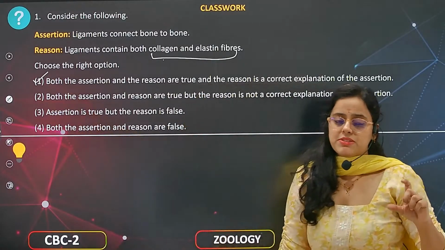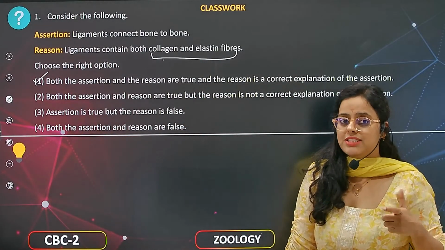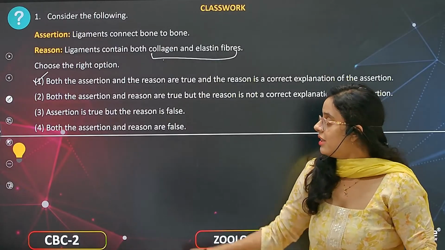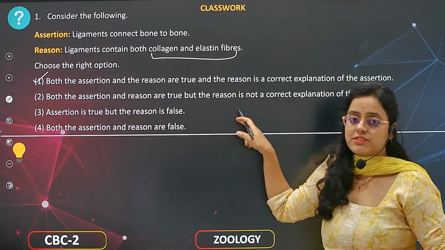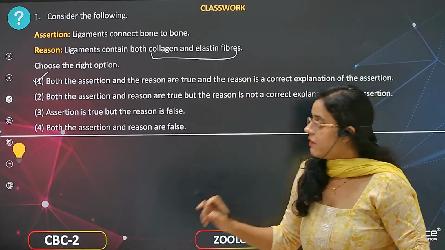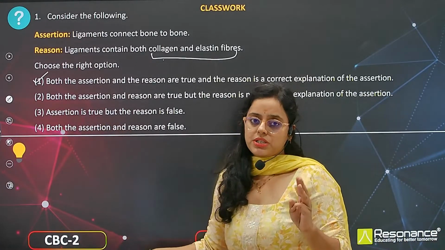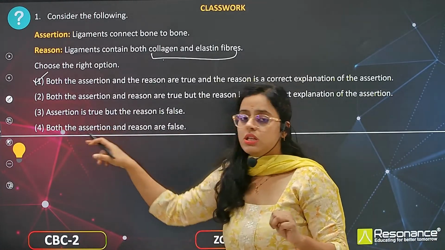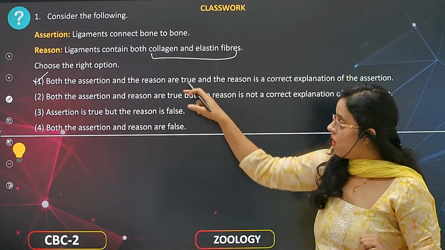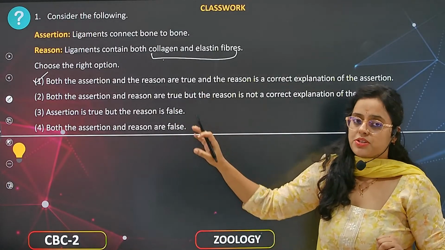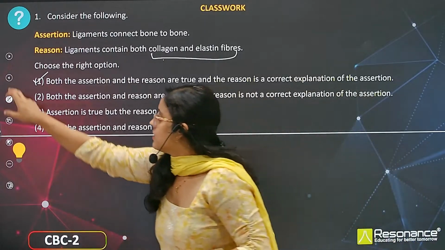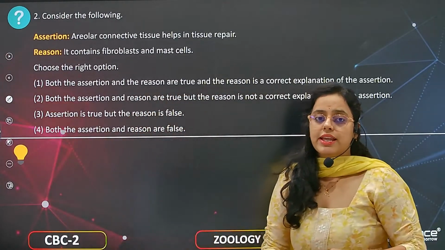If both statements are true but the reason is not explaining the assertion, then assertion and reason are true but the reason is not the correct explanation. If assertion is true and reason is false, then it is going to be the third one. If both are false, then it is going to be the fourth. So always choose these options wisely. Okay, now let us continue with the second question.